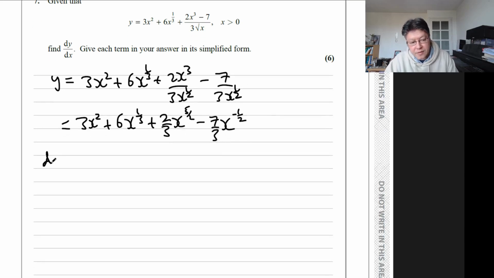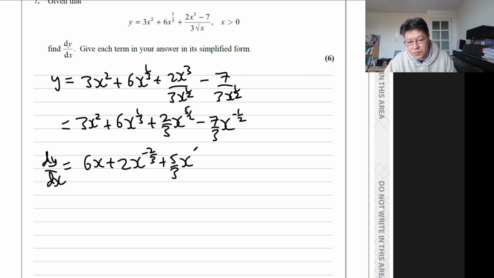So we get dy dx equals 6x plus a third times 6 is a 2, x to the minus 2/3. And here, if you multiply 5 over 2 with 2/3, we get 5/3 x to the 3 over 2, and here minus a half times minus 7/3 is positive 7 over 6, x to the minus 3 over 2.